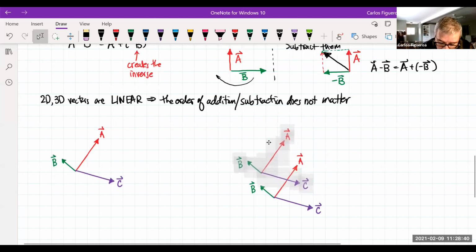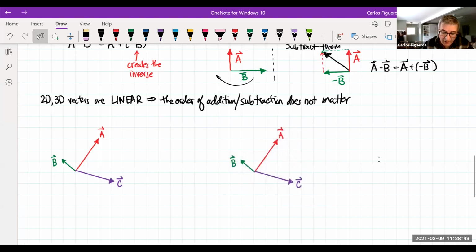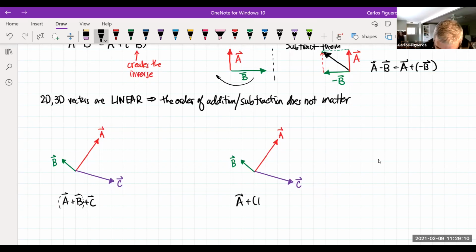So what I want to do is show you that I can add these three different ways. I could either do A plus B plus C. If I add these three vectors, I can add A to B and then add C, or I could do A plus the quantity B plus C, and I'm saying that I should get the exact same result, that the order of how I do that doesn't matter.